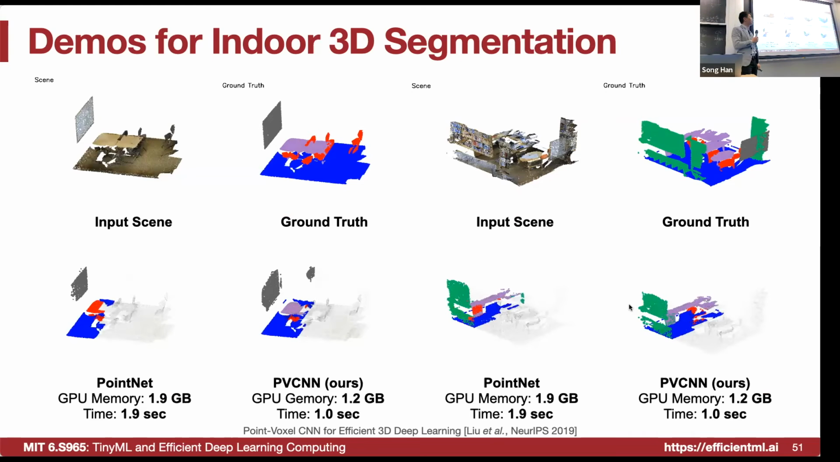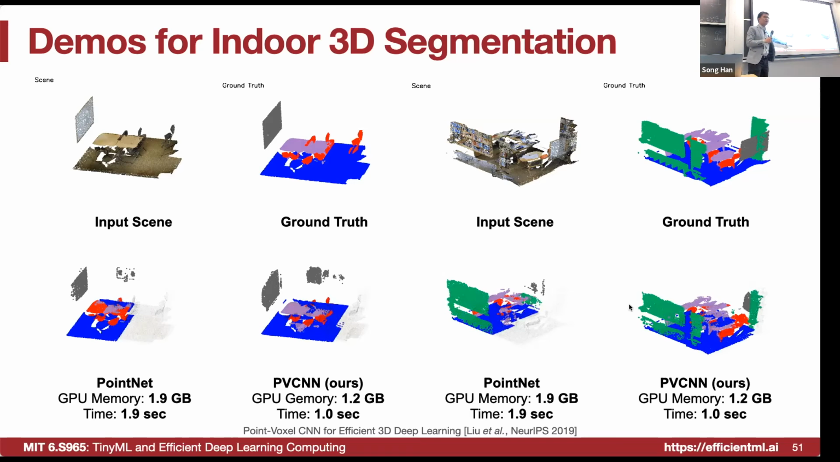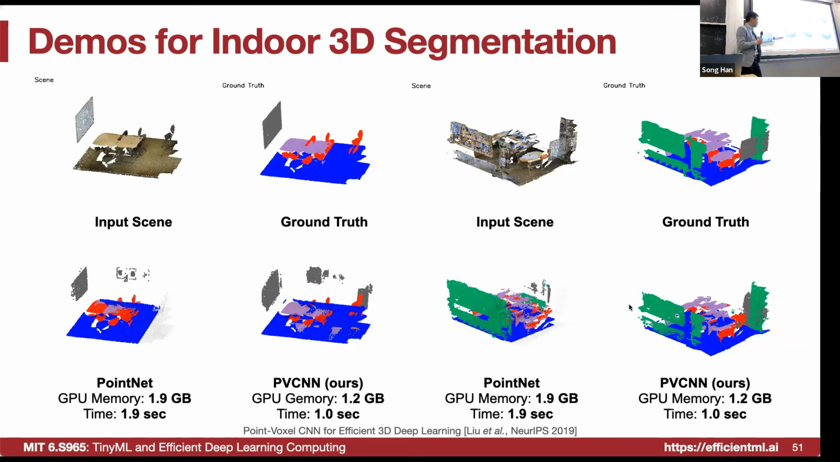This is the demo for 3D indoor scene segmentation, comparing PointNet versus PVCNN. It also requires a smaller amount of memory, 1.2 gigabytes versus 1.9 gigabytes, and is almost 2x faster.